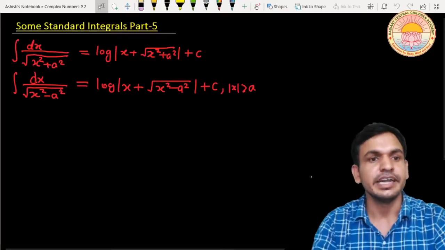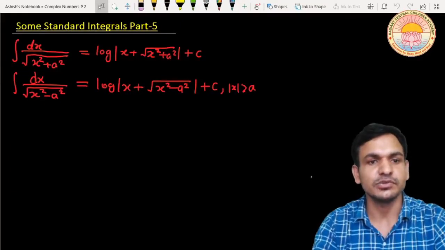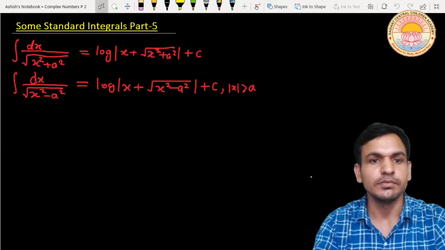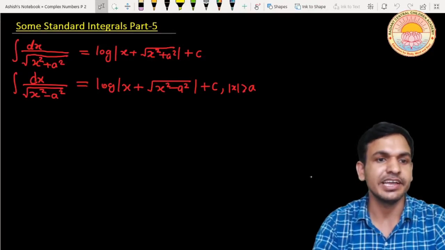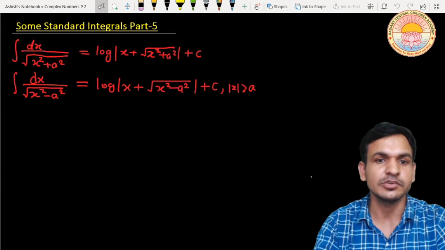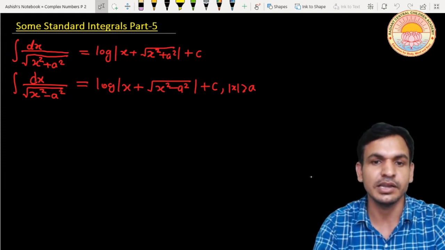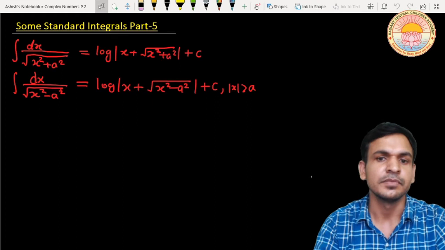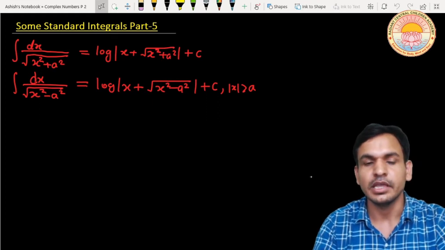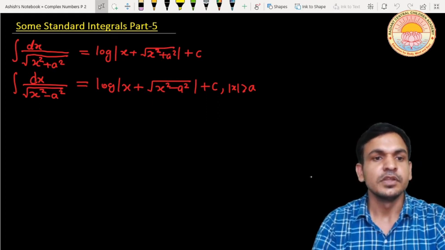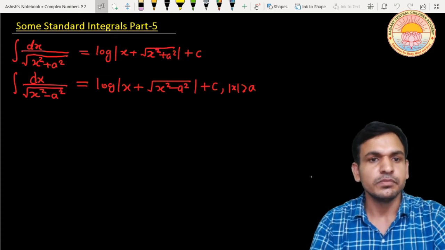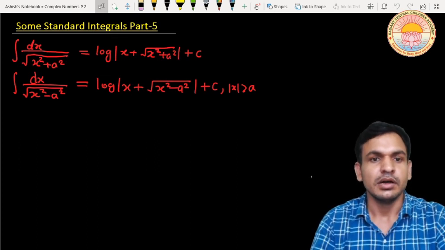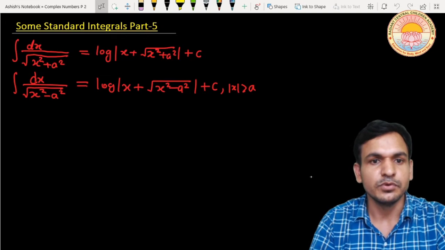Integral of dx upon square root of x square plus a square is equal to log of mod x plus square root of x square plus a square plus integration constant c. And the second one is integral of dx upon square root of x square minus a square, which is equal to log of mod x plus square root of x square minus a square plus integration constant c, where mod x is always greater than a. Clear? So we will not prove these integrals, but I am telling you how you can prove this.